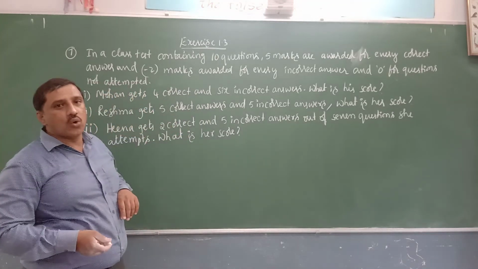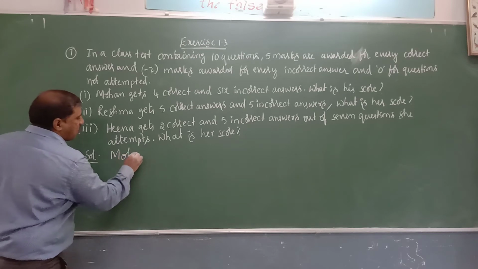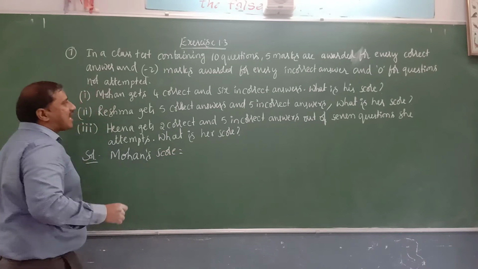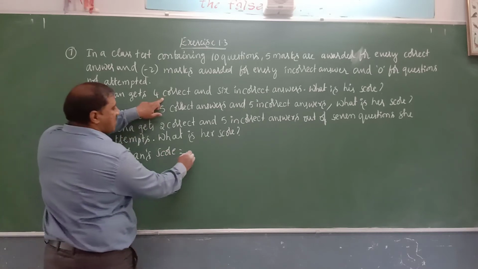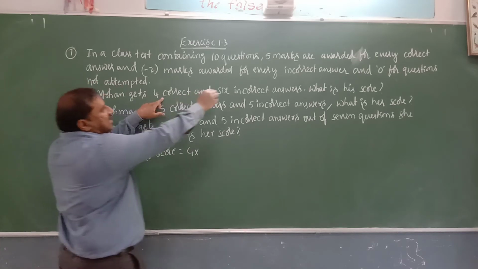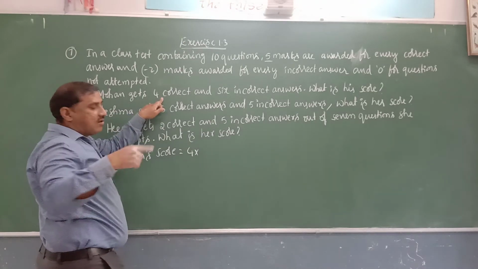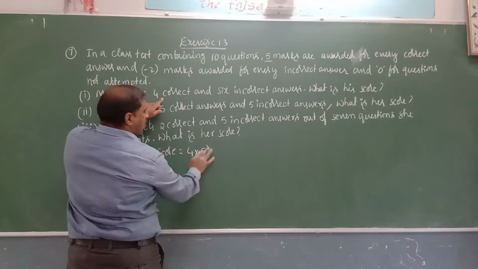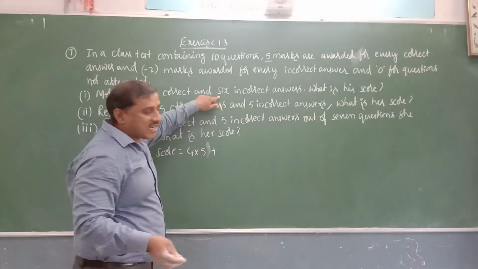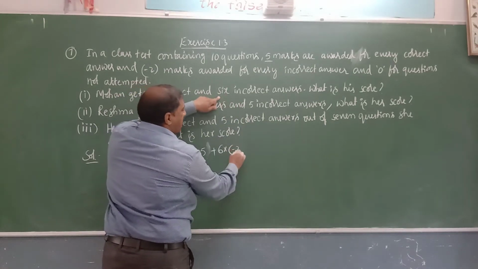What is his score? Mohan's score is equal to, how many questions did he get correct? 4 correct questions. So the number of correct questions is 4 into how many marks are awarded for each correct answer? It is 5 marks. One question is 5 marks, so 4 questions means 4 into 5, plus then 6 incorrect answers. 6 into how many marks are awarded for incorrect answers? It is minus 2.